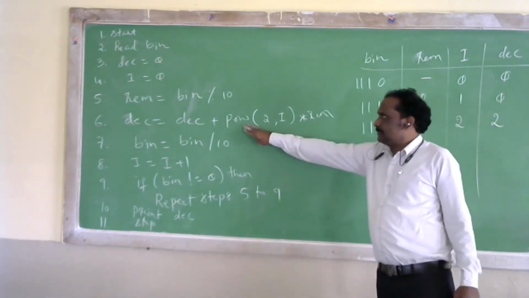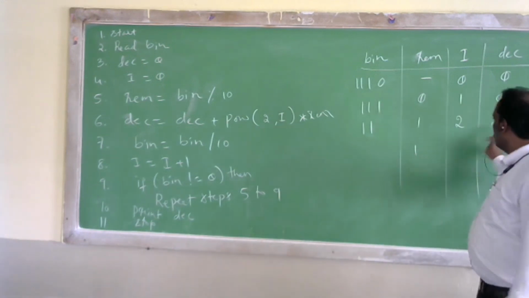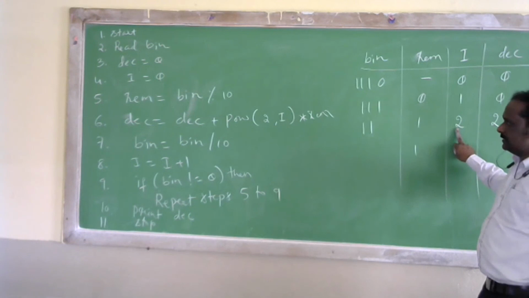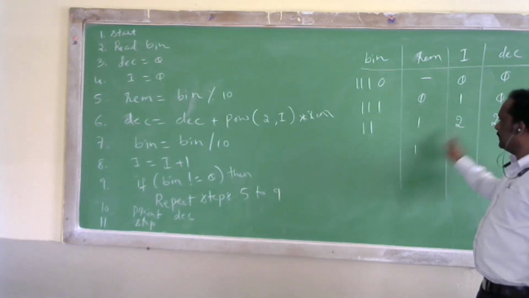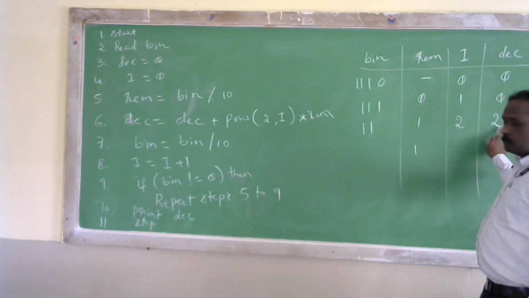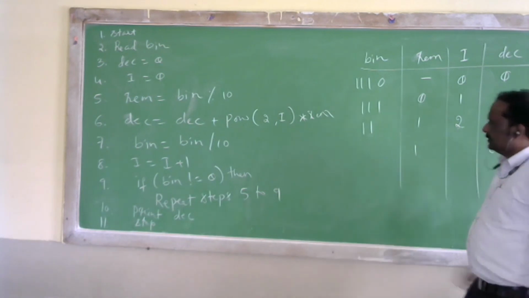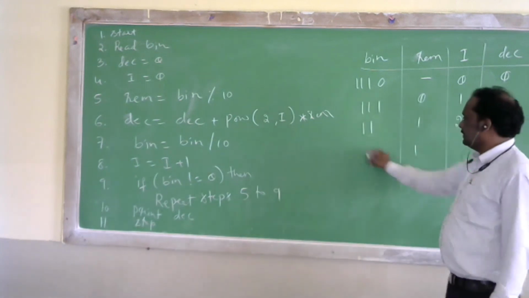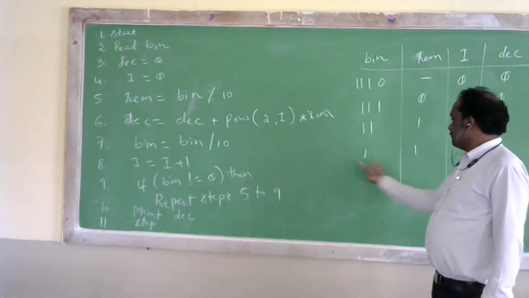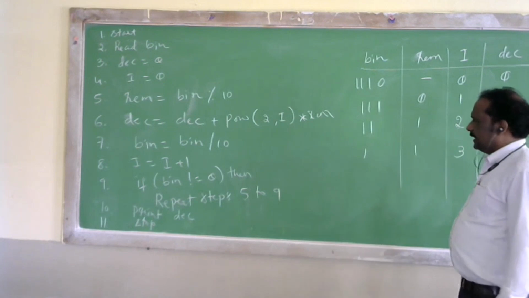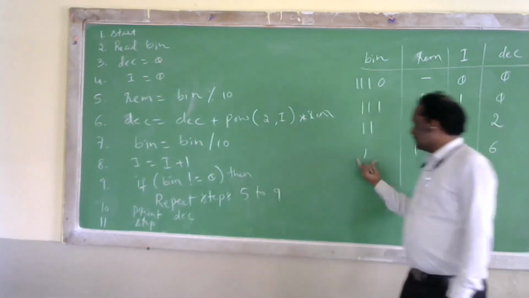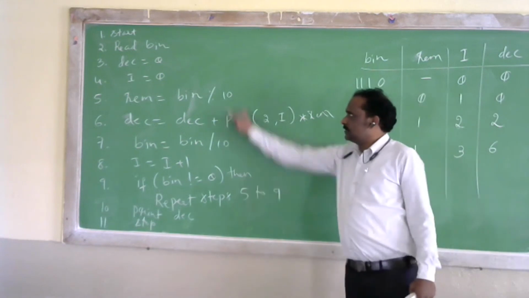Now use this formula. Decimal is equal to decimal plus 2 power I. 2 power 2. What is 2 power 2? 4. 4 into 1, 4. 2 plus 4, 6. So decimal value will change to 6. Binary is equal to binary by 10. Binary by 10 is 1. Now increment the value of I. I is equal to I plus 1. Now 1 is not equal to 0.